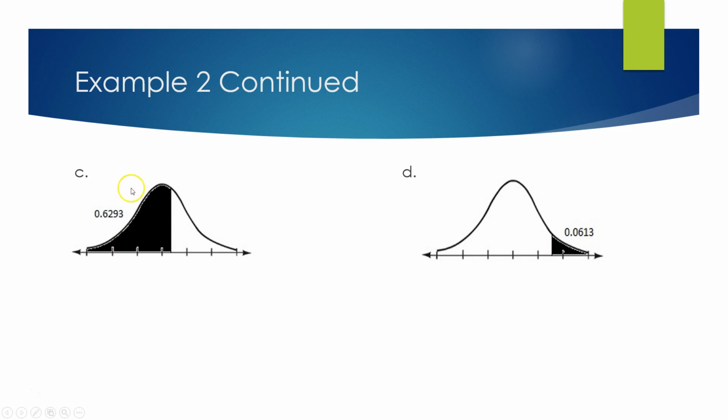So the two pictures differ in which direction the area goes that is given. So for C, the area is to the left. For D, the area is to the right. So I'm going to go over an alternate way that you can do D. Either way is going to be up to you.